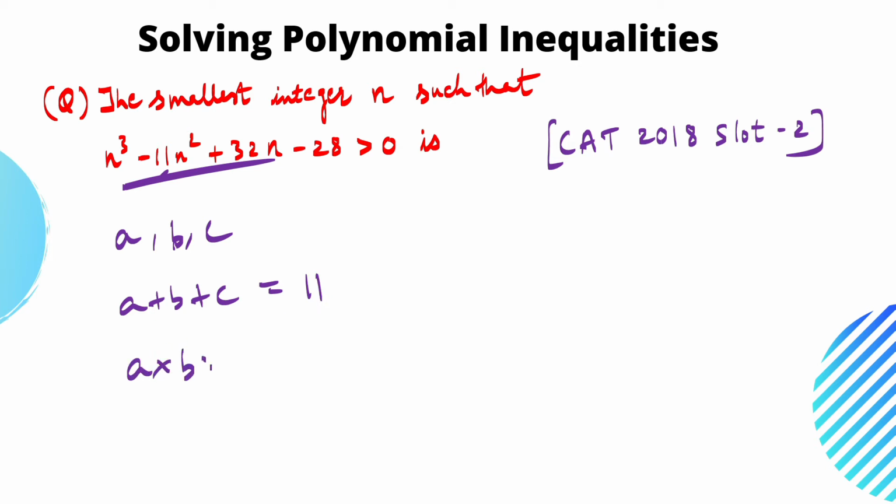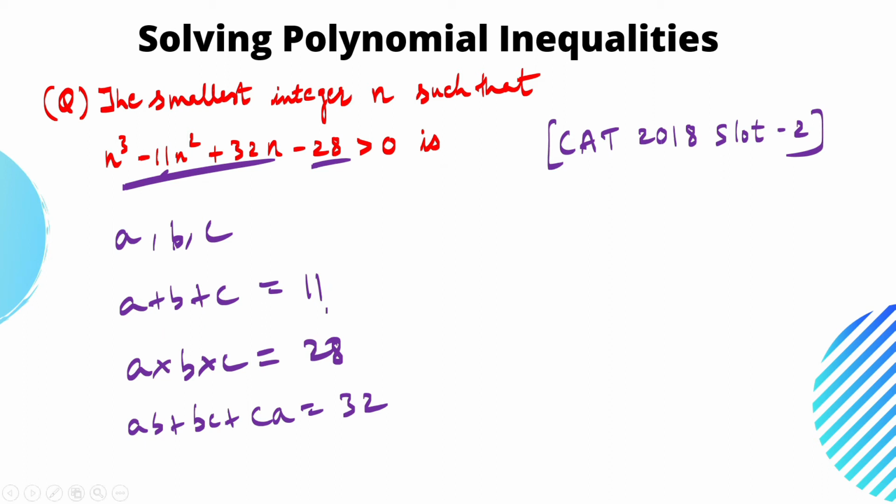And the product of these three roots abc must be equal to 28. And what must be the product of two roots? That is ab plus bc plus ca, right? This will be equal to 32. Now the sum must be 11 and the product must be 28. What can be the possible case?